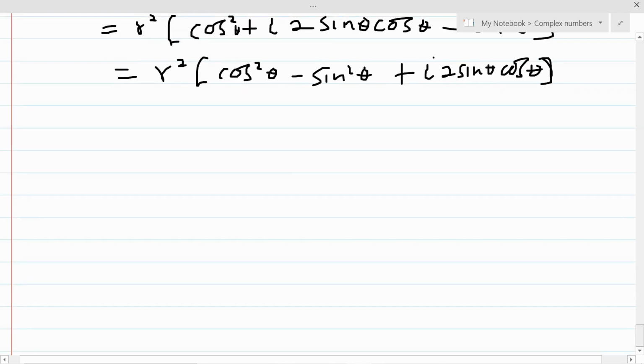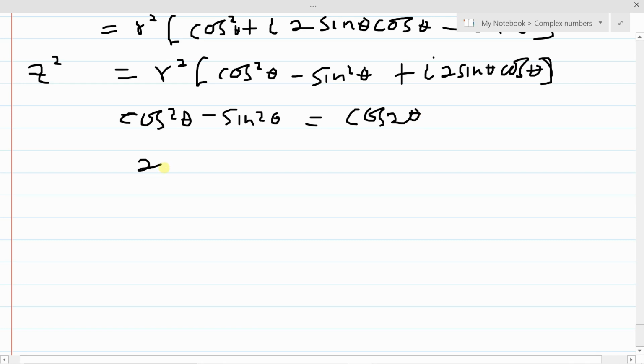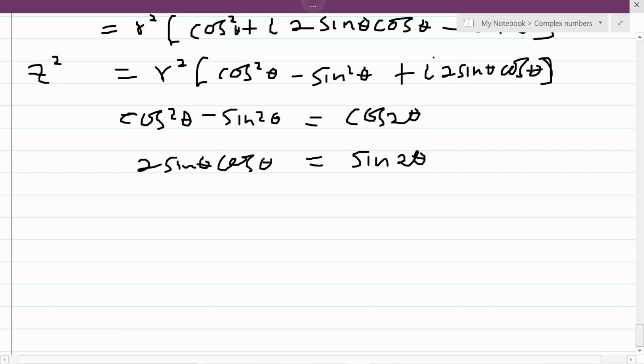Okay, so this means that z squared in terms of the Fuller form will be equal to this. But now look at this: cos squared theta minus sine squared theta from trigonometry is the same as cos 2 theta, and 2 sine theta cos theta is equal to sine 2 theta from trigonometry. Please kindly forgive my handwriting.